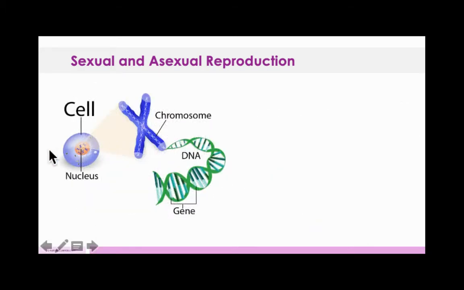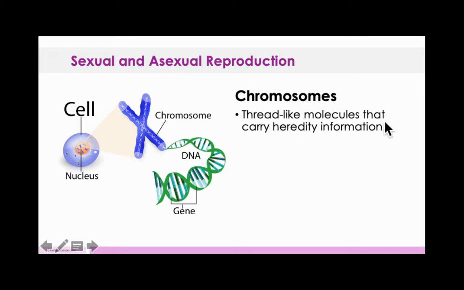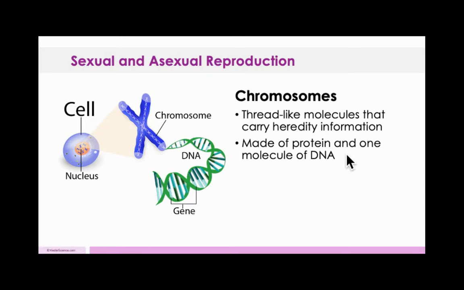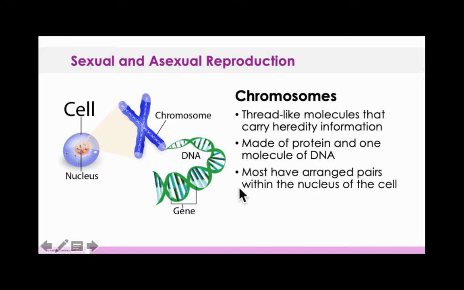As we move on, we can see that inside of that nucleus, we have chromosomes. A chromosome is a thread-like molecule that carries hereditary information, made up of protein and one molecule of DNA. We have lots of DNA inside of our cells. It works out to be about 6 feet of DNA per cell. And when you're made up of trillions of cells, times that by 6 feet, you have millions of miles of DNA inside of your whole body.